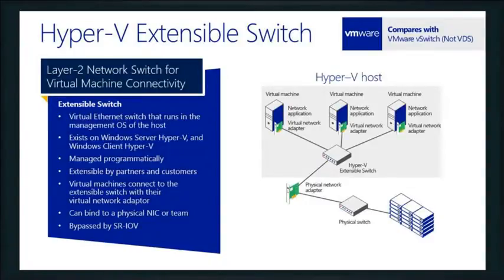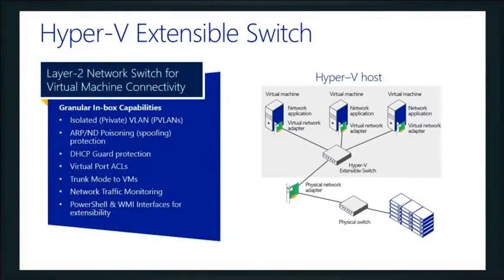But what makes us different here is how we can do the same kind of stuff. We bind to a physical NIC or a team. We can bypass it if we're using SR-IOV. We can do the same kind of things that VMware does, but we approach it in a very different way. We give it the ability to make a lot of settings, and I'll show you where some of these are, such as putting DHCP guard protection on that. If you're not familiar with DHCP guard protection, it's designed to help protect against man-in-the-middle types of attacks. If somebody has a rogue DHCP server sitting around intercepting requests, this prevents that. We can do network traffic monitoring. We can use PowerShell and WMI interfaces to do all kinds of things inside the switch.